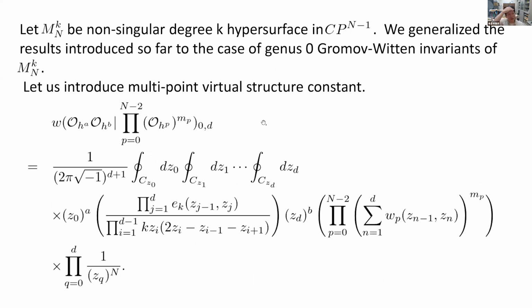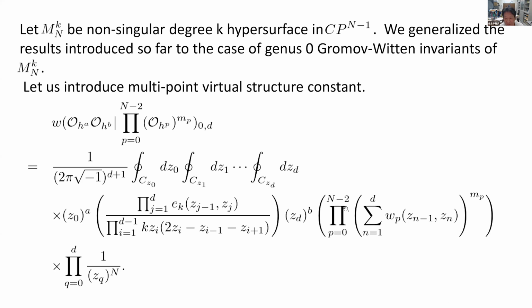Okay. So later, we generalized this result to a non-singular degree k hypersurface in CP^{N-1}. So not only in the case of Calabi-Yau manifolds, we generalized this picture to general hypersurfaces in CP^{N-1}, including Fano hypersurfaces and general type hypersurfaces. And we generalized the result introduced so far to the case of genus 0 Gromov-Witten invariants of M_{N,k}. In this case, we slightly generalized the notion of Yukawa structure constants into multi-point Yukawa structure constants, which are defined by this kind of residue integral.